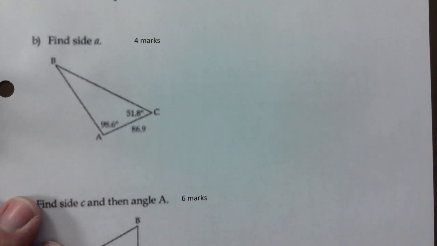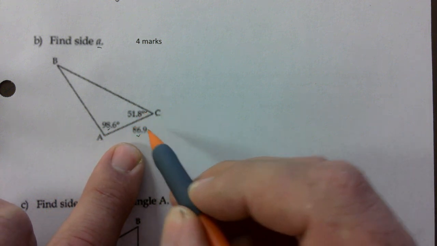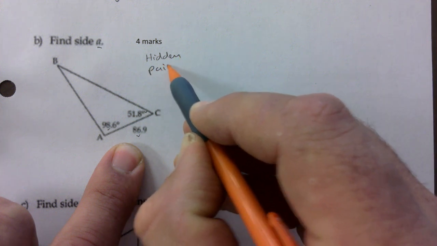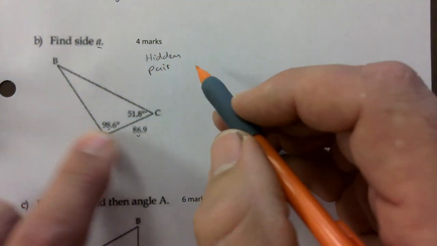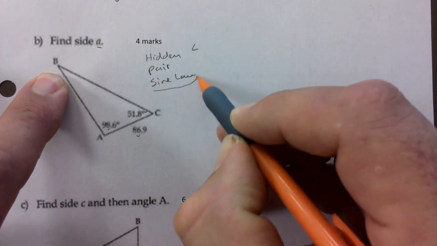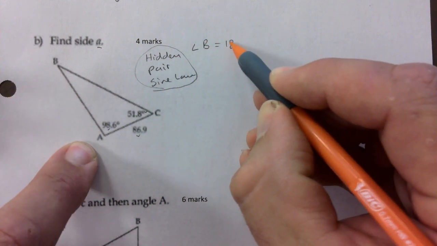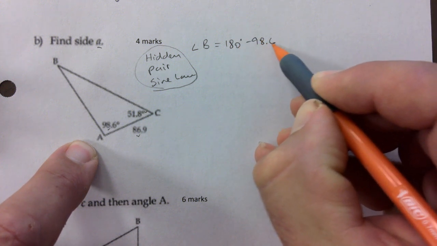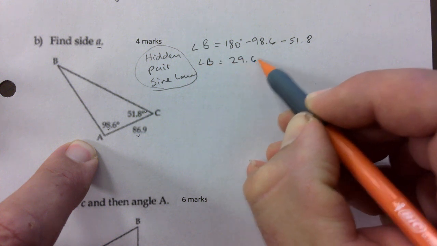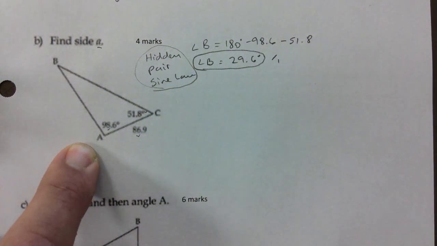Next, we have finding side A here. And you have an angle, another angle, and the side. So this is actually what I call the hidden pair. It's not quite obvious that it is a pair, but you can find angle B. So sorry, I have to use sine law, right? It's just a note that I make to myself. So angle B is 180 minus 98.6 minus 51.8. So angle B is 29.6 degrees. You get a mark just for doing that.